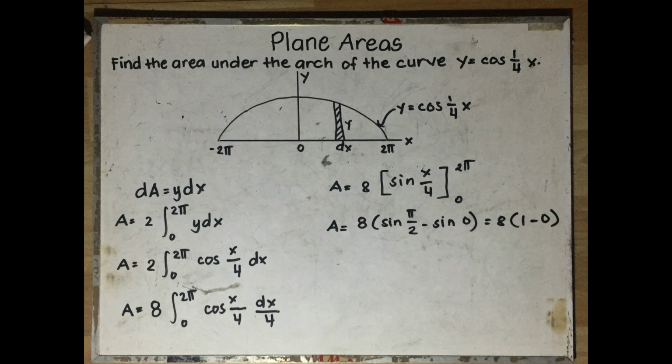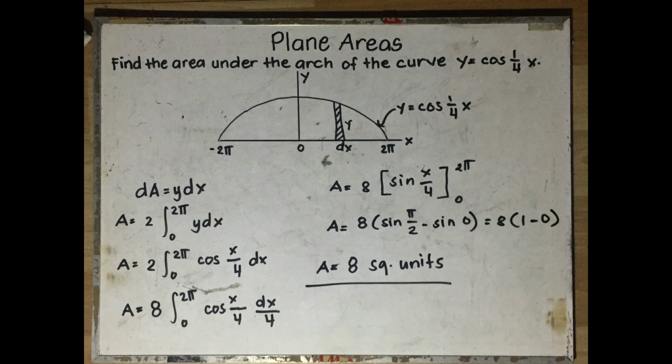In determining the area, we need to subtract the lower boundary from the upper boundary of the function, substituting the value of our boundaries to the x variable in the equation. We have area equals 8 times sine pi over 2 minus sine 0, giving us 8 times 1 minus 0. Therefore, area equals 8 square units.